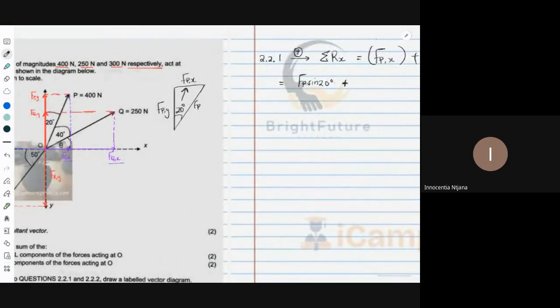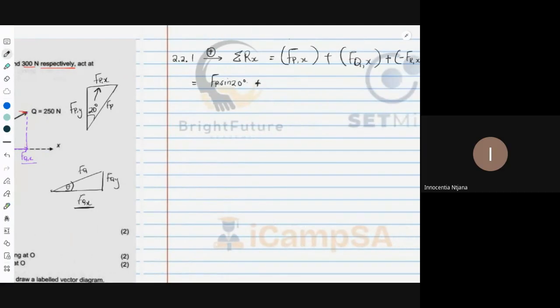FQX. See, FQX is like this. We have our theta here, and we have FQX, and we have FQY, then there's FQ here. So we're looking for FQX. It's on the side where theta is sitting. Theta is sitting on top of that side. So we use adjacent, which is cos. It's on the adjacent side of theta. So we'll say FQ cos theta.